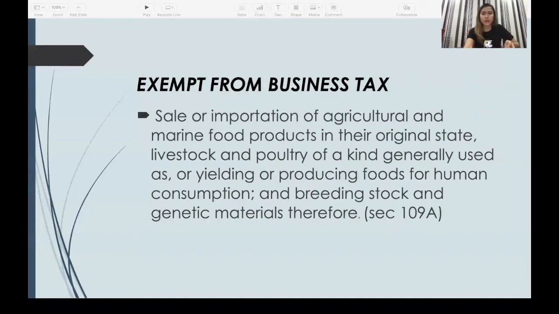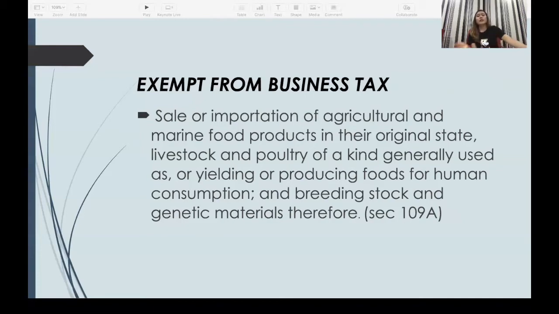Next, exempt from business tax, meaning wala talaga siyang VAT, walang percentage tax, also walang excise tax. Kasi 'di ba yun yung types of business tax natin. So, kung wala siya doon sa tatlo, exempted talaga siya sa business tax itself.